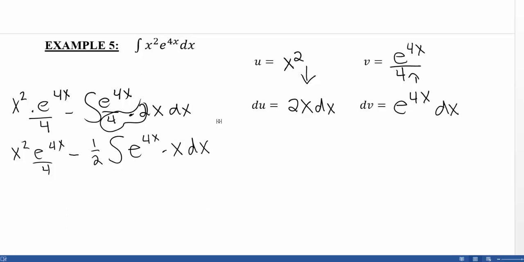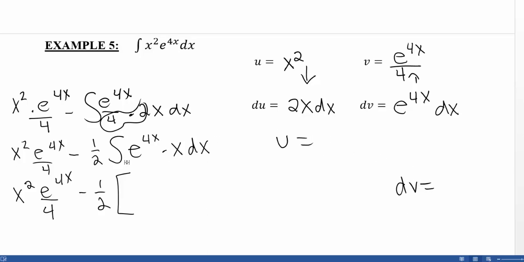So notice here that my new integral is e to the 4x times x. So e to the 4x stayed the same, but before I had an x squared, and now I have an x to the 1 power. So that is simpler than the integral I started with. So I need to keep going. So what's going to happen? My first term stays the same. E to the 4x over 4 times x squared minus 1/2. But now I need to do another integration by parts.